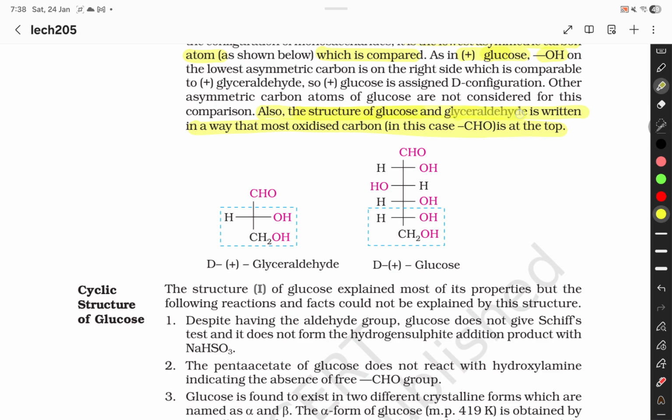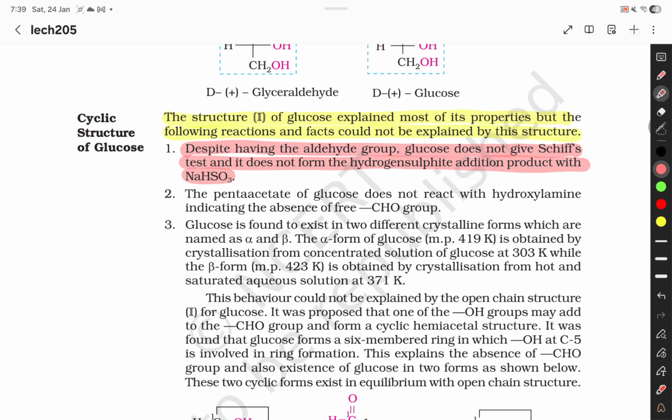The structure of glucose and glyceraldehyde is written in a way that the most oxidized carbon, which is CHO, is at the top. This is called the golden fissure, if you guys remember. Also, one extra point: it doesn't react with 2,4-DNP, which is Brady's reagent.